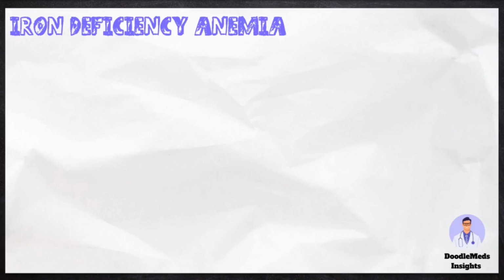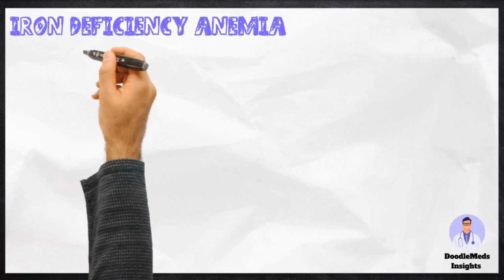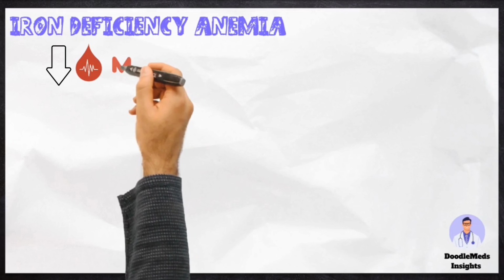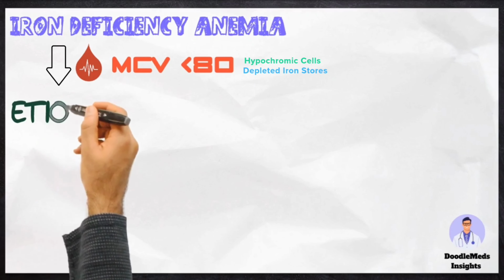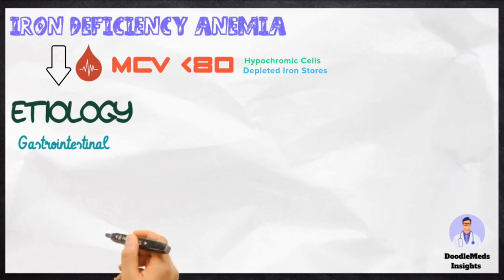Let's start by addressing iron deficiency anemia, which is commonly associated with microcytic anemias. Anemia presenting with reduced red blood cell production and an MCV less than 80 marked by hypochromic cells and depleted iron stores. Iron deficiency anemia is almost always caused by blood loss. The most common type of blood loss is GI or menstrual.